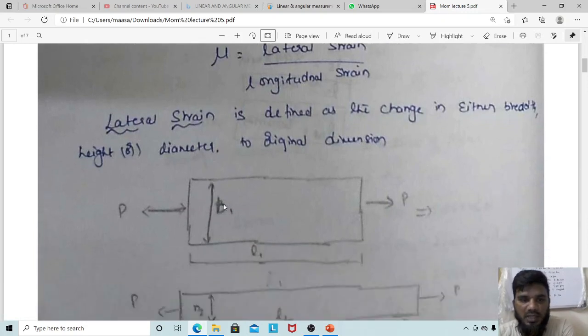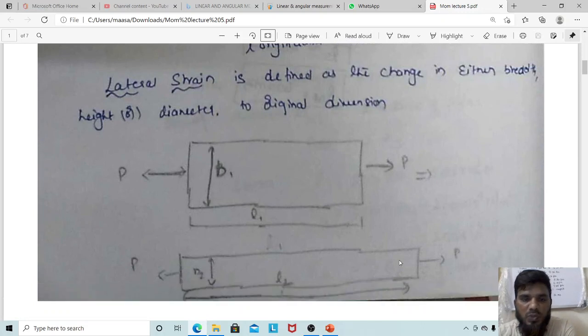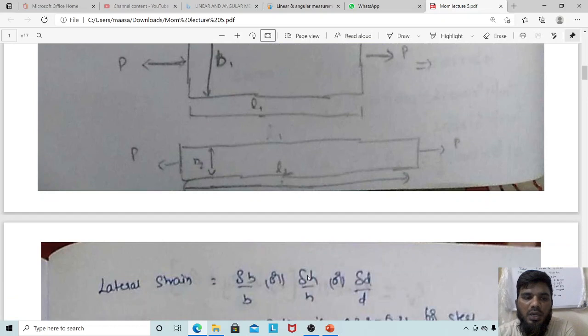For example, take a section which has a length L1 and breadth B1. Now I am applying a tensile force on this. As I apply the tensile force, it tries to expand. The extra material is coming from the breadth. So the breadth is going to decrease and the length is going to increase. The decrease in breadth is called lateral strain, whereas the increase in length is called longitudinal strain.